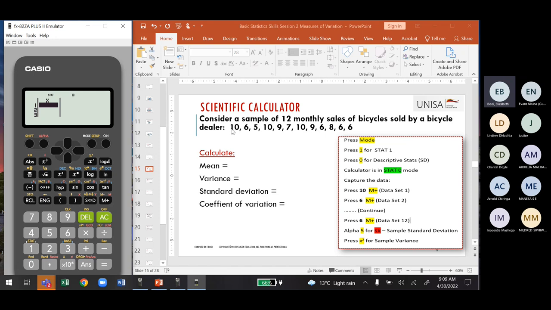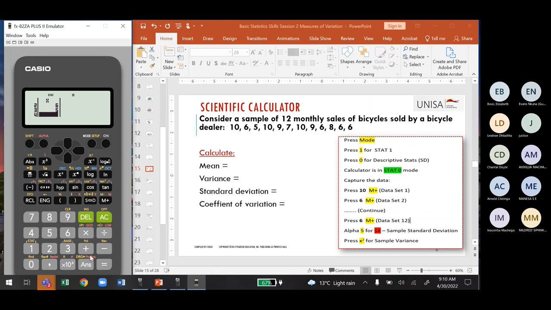It is very important that you enter your data as you see it on the screen. So let's enter our data. How do you enter your data on the Casio? We're going to type 10, and then you're going to press the equal sign. It will place the data into the table, and then we move on. 6, equal sign.